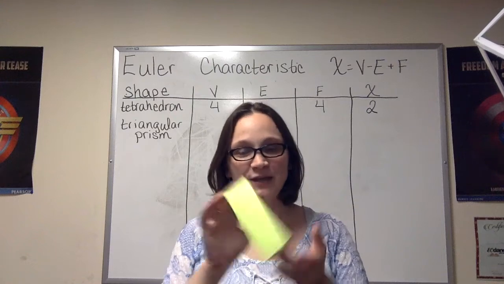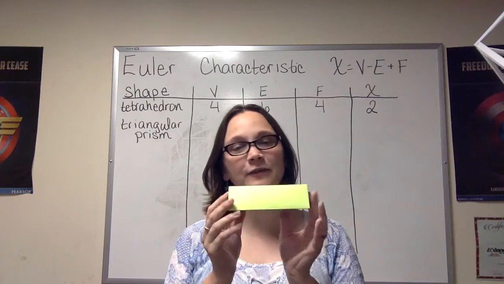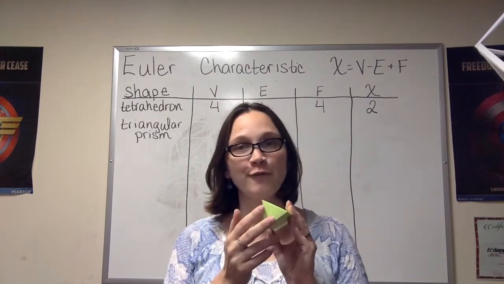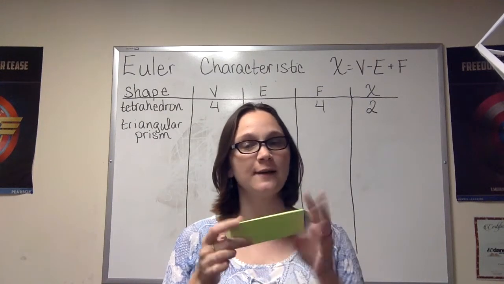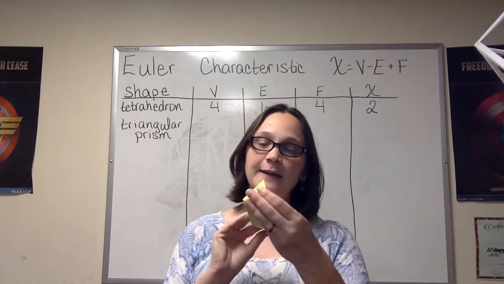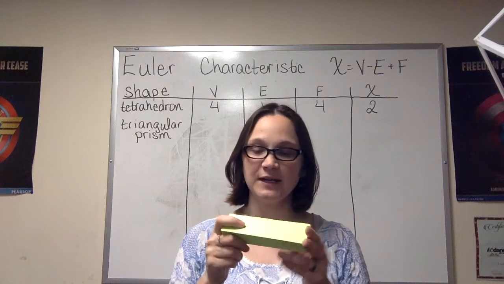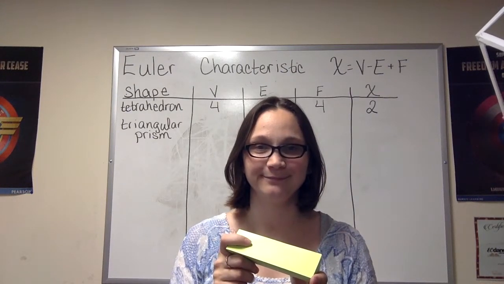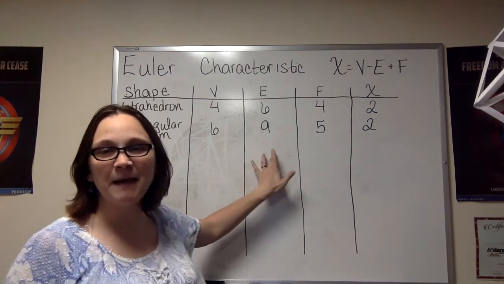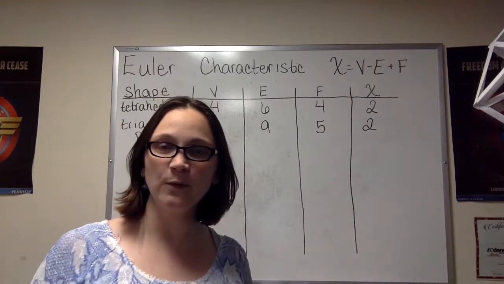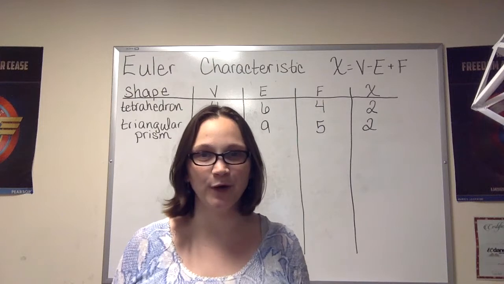Next, let's look at my triangular prism. For vertices, I have 3 along one side, 3 along the other for a total of 6 vertices. For edges, I have 3 on one side, 3 on the other, and 3 across for a total of 9 edges. And for faces, I have 1 on each side, that's 2, plus the 3 along the center gives me a total of 5 faces. If I add that information in my chart, we have 6 minus 9 plus 5 is equal to 2. So once again, we get 2. This is starting to look suspicious, but let's look at a little bit more.